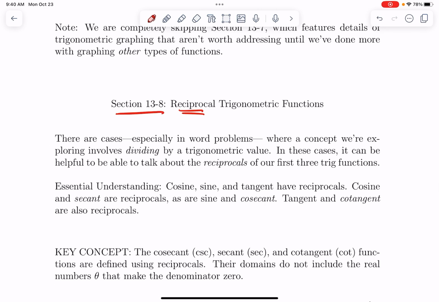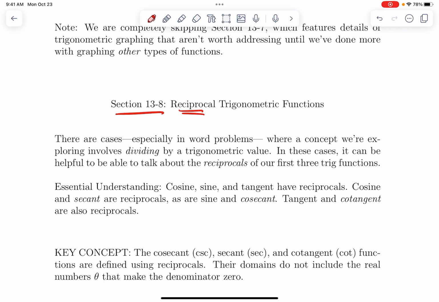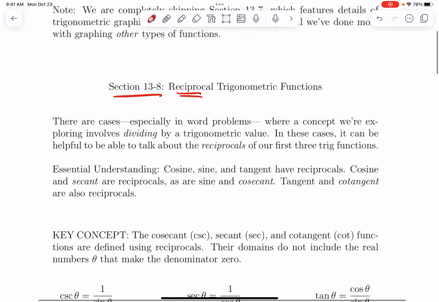The idea here is we're already familiar with cosine and sine and now tangent. But there are examples of problems, especially word problems and applications, where it's actually more helpful to think about the reciprocals of these things, to kind of think of them upside down or backwards or reversed or in some way. So we have vocabulary and functions that simply name the reciprocal versions of these.